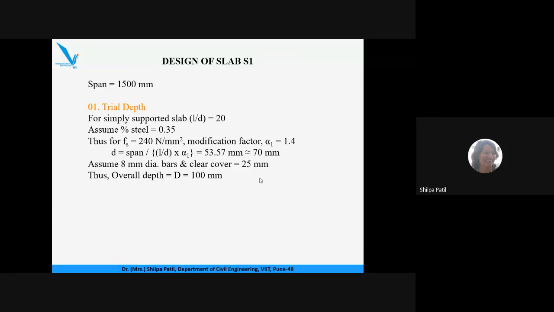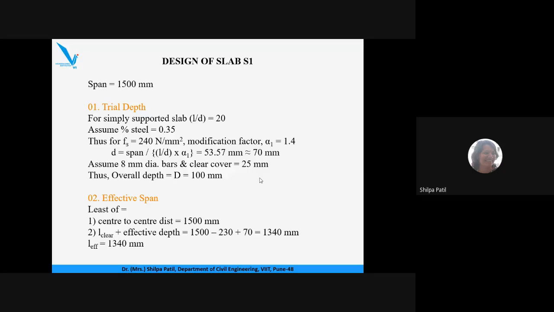Okay, so by considering the practical requirements also we have to go for the design. Are you getting my point? Yes, ma'am. Okay. So the next step is finding the effective span.